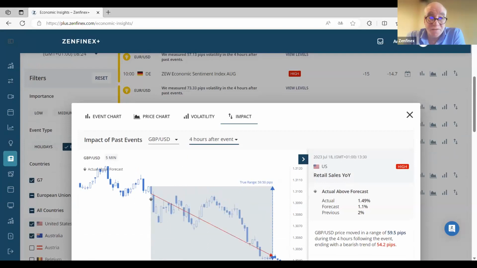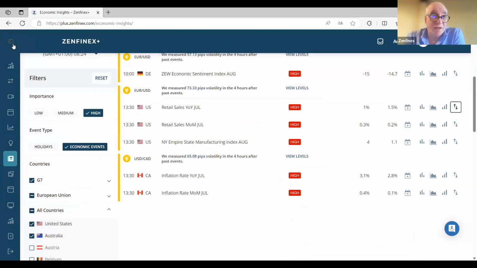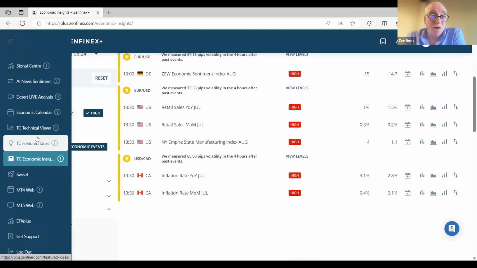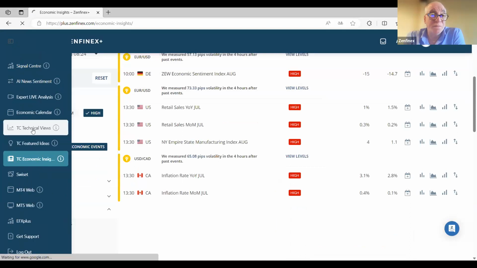I'm just going to check to see if there's any questions. No questions. And I'm just going to have a quick look at the two items that I mentioned, TradingView.